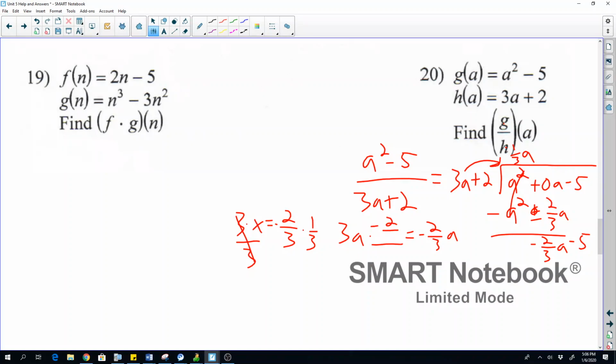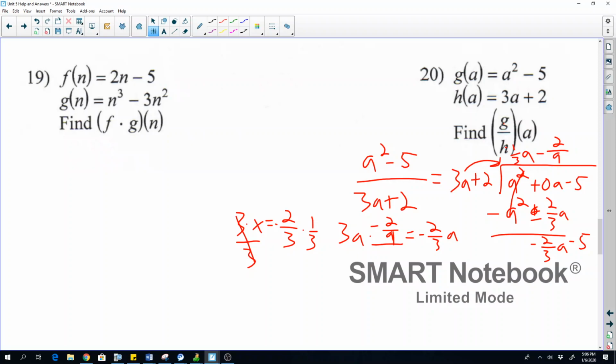Wow, that was evil. So negative 2/9 is what we're going to multiply 3a by to get negative 2/3 a. And so we do negative 2/9, because that becomes 6/9, and that reduces to 2/3. Yep. And then we have to multiply the 2 times that.